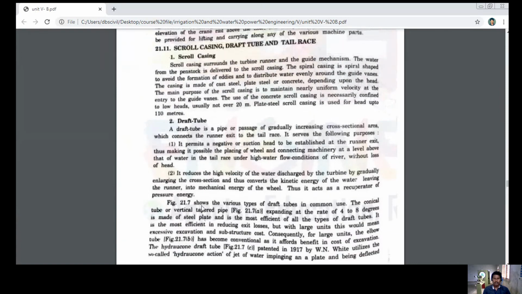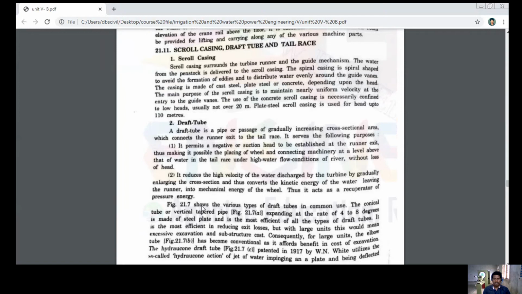Okay, now let's see. What are scroll casing, draft tube and tail race? Scroll casing surrounds the turbine runner and guide mechanism. The water from the penstock is delivered to the scroll casing. The spiral casing is spiral shaped to avoid the formation of eddies and to distribute water evenly around the guide vanes. The casing is made of cast steel, plate steel or concrete, depending upon the head.